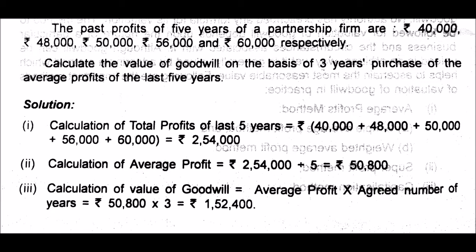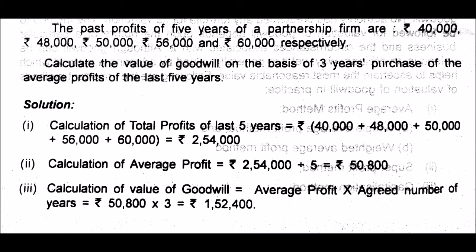So to begin with, you can look at your screen. There is a short question of goodwill. Okay, so read with me. It says the past profits of 5 years of a partnership firm are rupees 40,000, 48,000, 50,000, 56,000 and 60,000 respectively. So you have the profit of a partnership firm for the last 5 years. They are given as 40, 48, 50, 56 and 60,000.